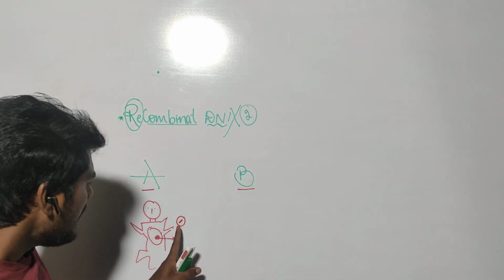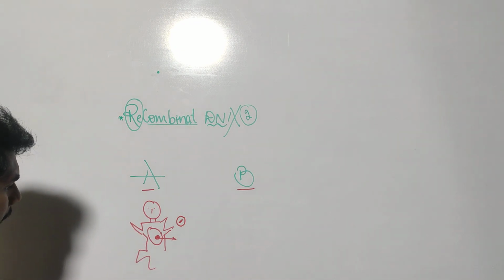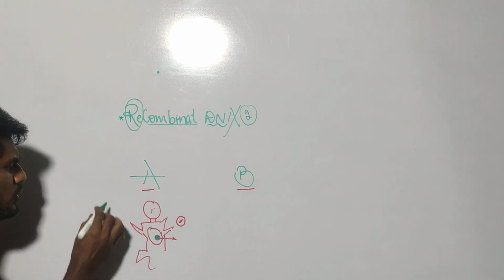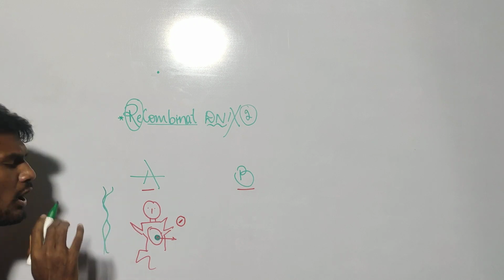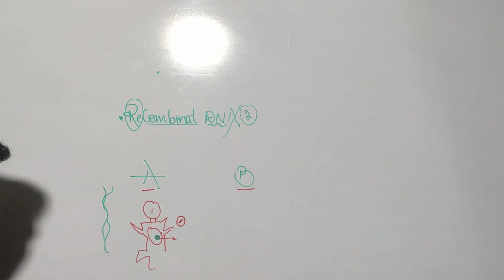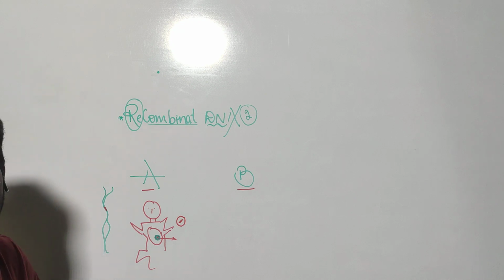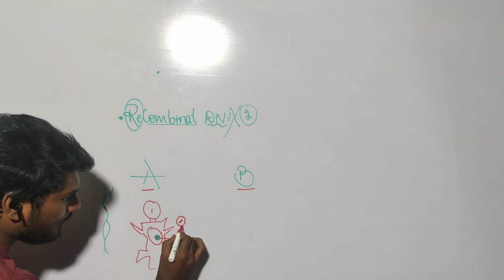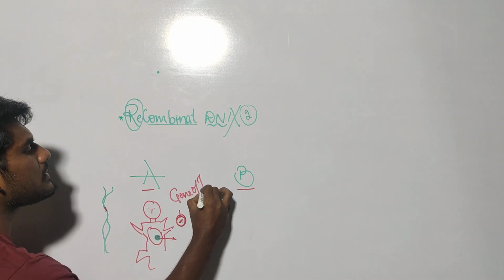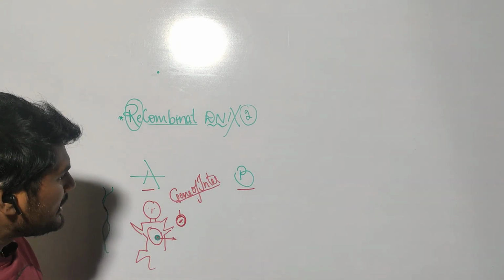Why we are interested in this one gene, let's discuss later. Be careful: the cell contains a nucleus, the nucleus contains a chromosome, and the chromosome contains a DNA. This is the long polymer. DNA is the long polymer. In this DNA, a particular point is required for me, which I am very interested in. This point we call the gene of interest.